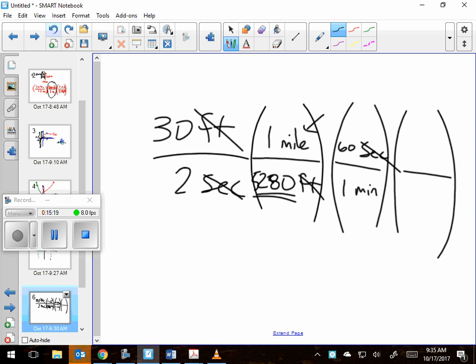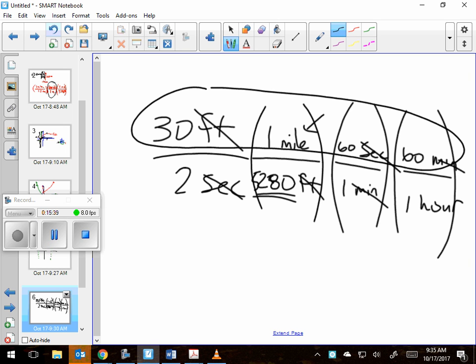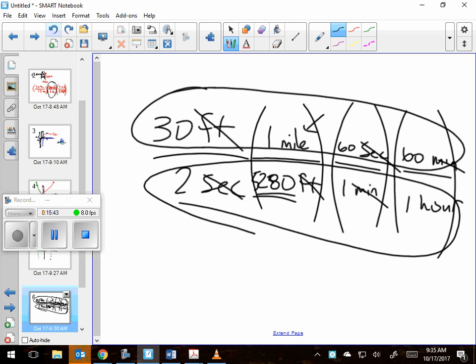What's the last one? Come on. 61 hour. Why was that good? Because minutes canceled. Now my units are in miles per hour. There we go. That's changed from the drone went 30 feet in 2 seconds to whatever this multiplies all out to, divided by whatever this multiplies out to, and the units are in miles per hour.